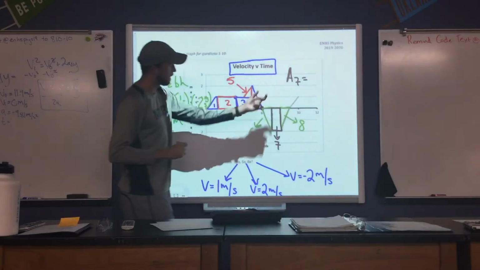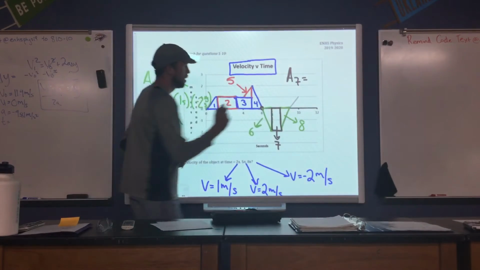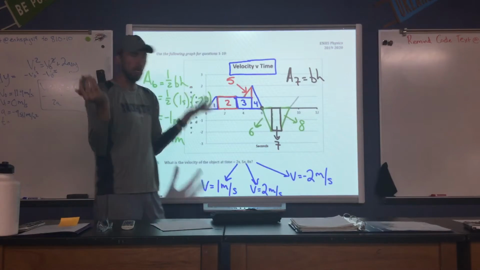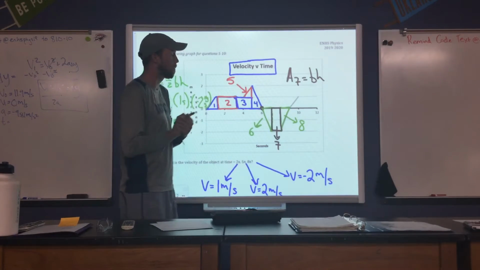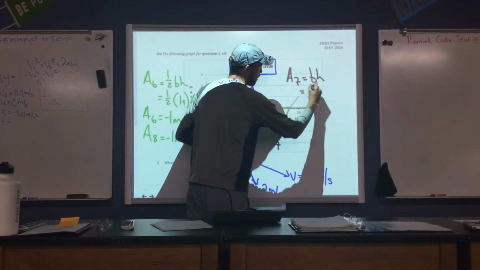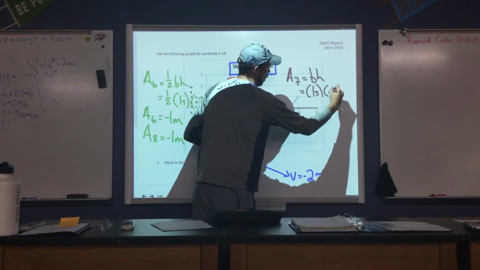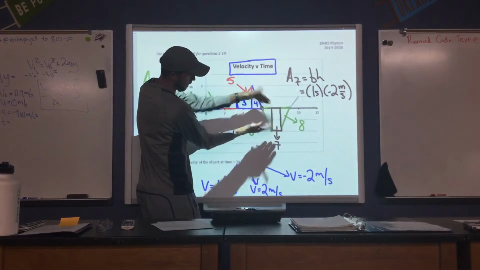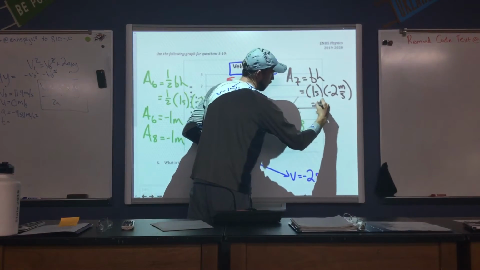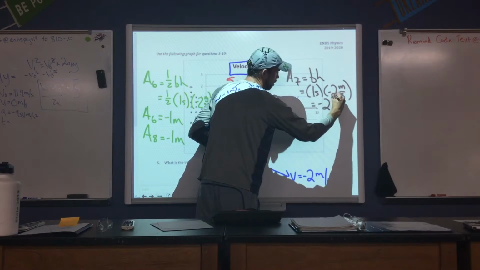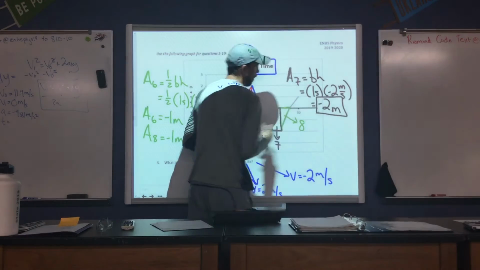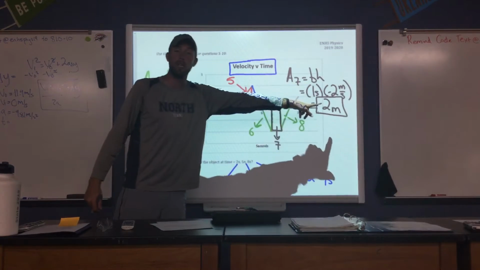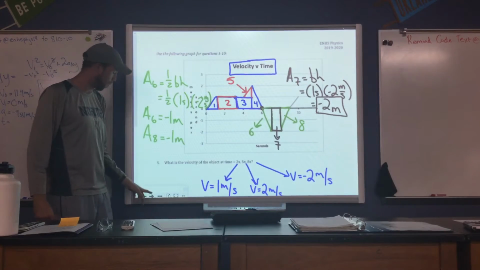We can simply take base times height, because it is a rectangle, or side times side, length times width, whatever we call those dimensions. Our base here is 1 second. Our height is -2 meters per second. So base of 1, height of -2. So 1 times -2 gives us -2 meters. That is going to be area 7. So in total, -1, -1, -2 gives us a total area of -4.